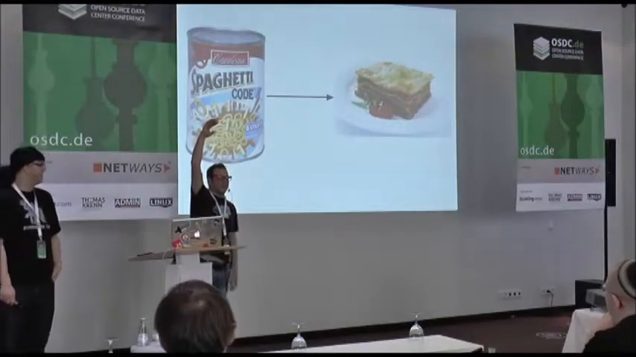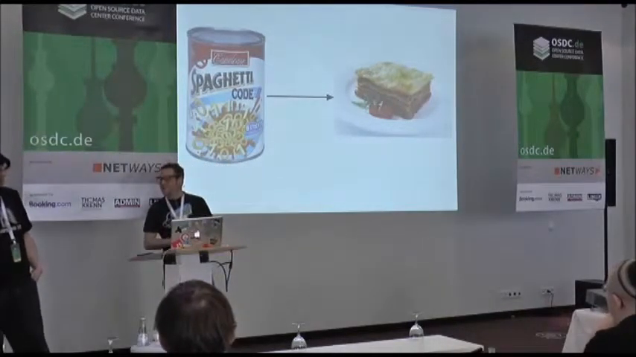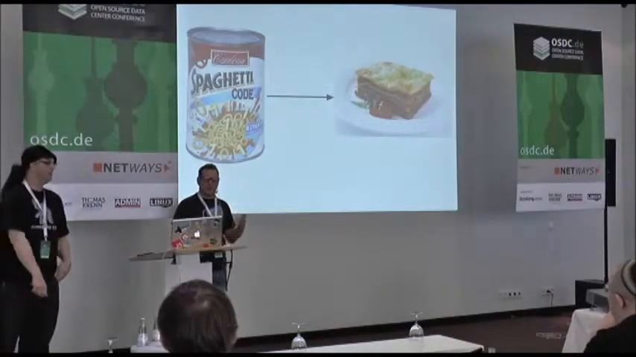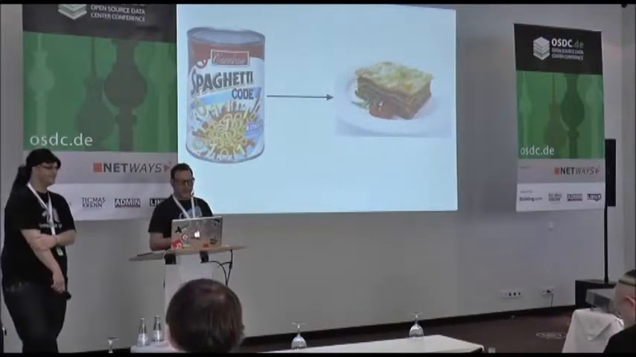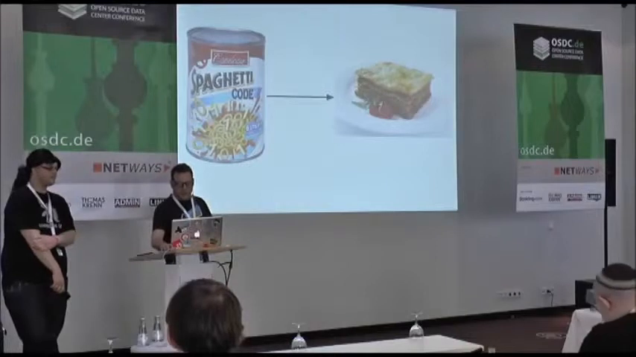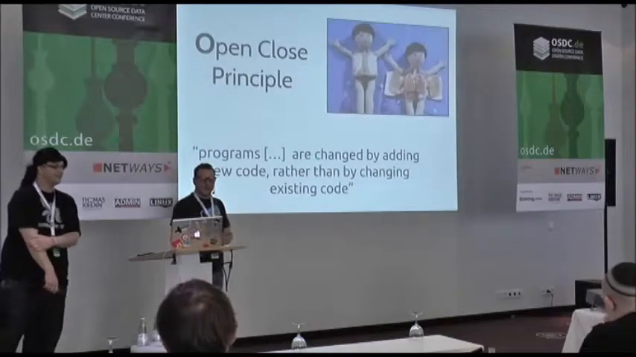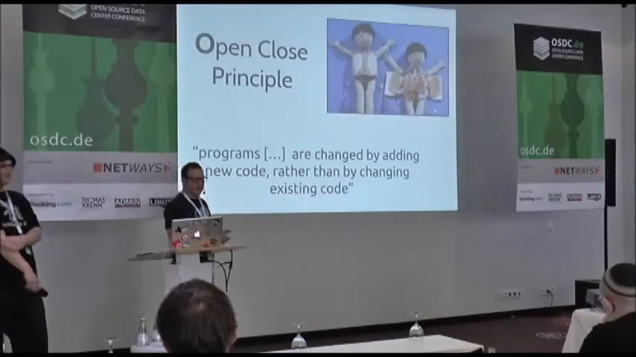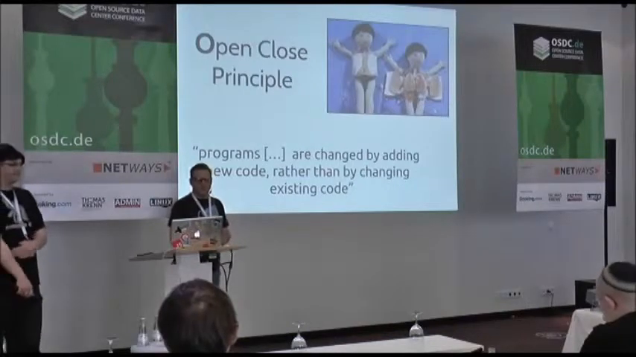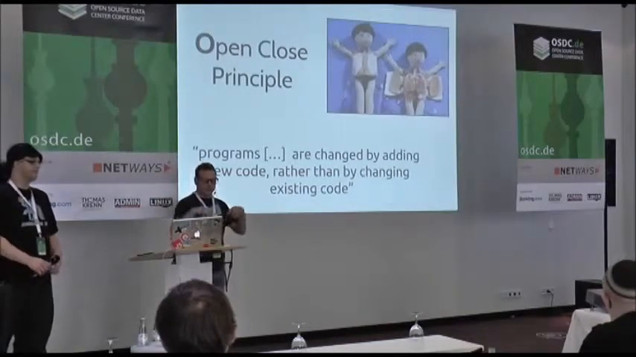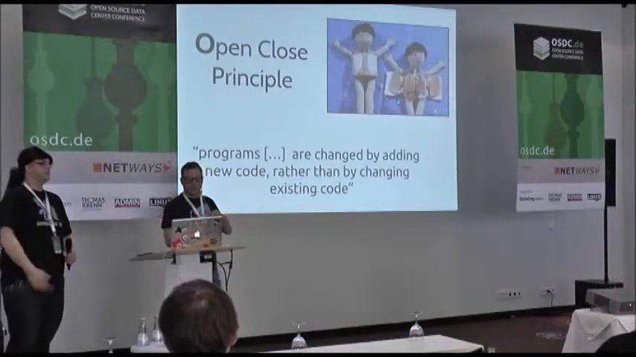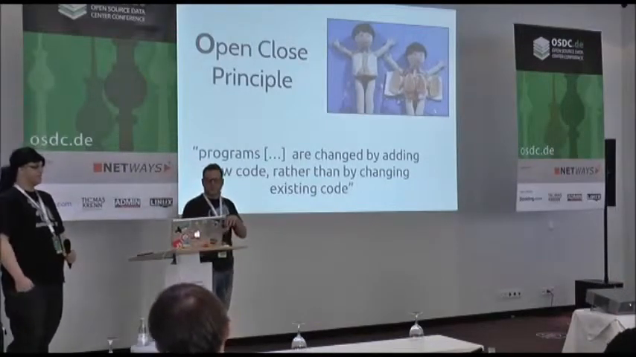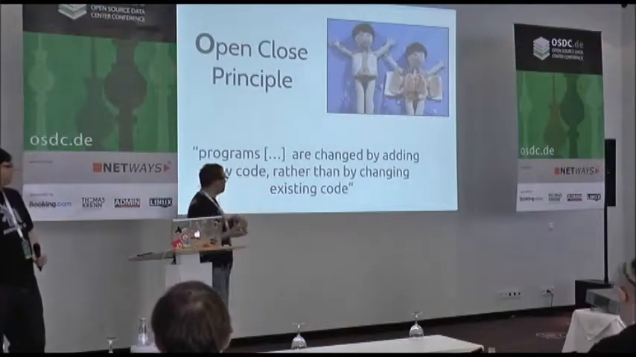This is actually lasagna code. It also has its disadvantages, but usually it's better than spaghetti code. And actually, this is the next pattern. It's the open-close principle. That means that our software or our small class or component should be open for extension.